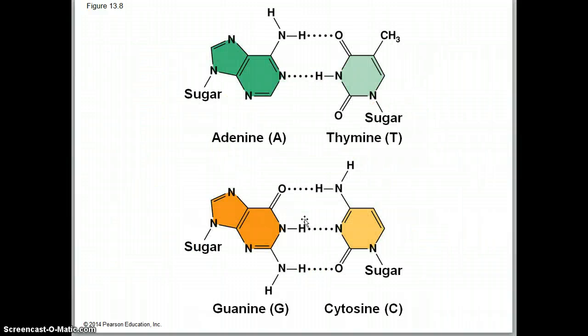So you can see here the structure of how adenine and thymine bond together and guanine and cytosine bond together. Adenine and thymine always form 2 hydrogen bonds. So 1, 2. And guanine and cytosine always form 3 hydrogen bonds. 1, 2, 3. So that's why you can't have adenine bonding to cytosine or something like that. It just wouldn't work. The bonds wouldn't line up.